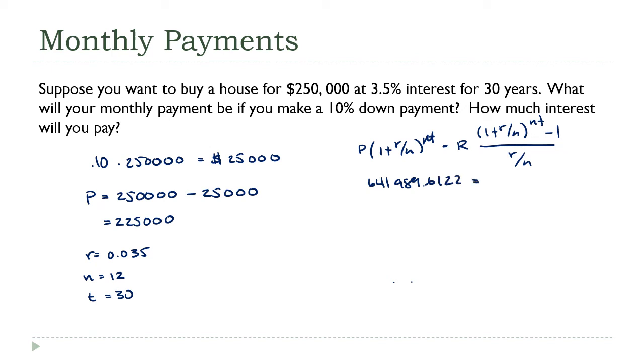641,989.6122 equals 635.4127R. Divide both sides by that 635.4127. You should get your monthly payment is $1,010.35.